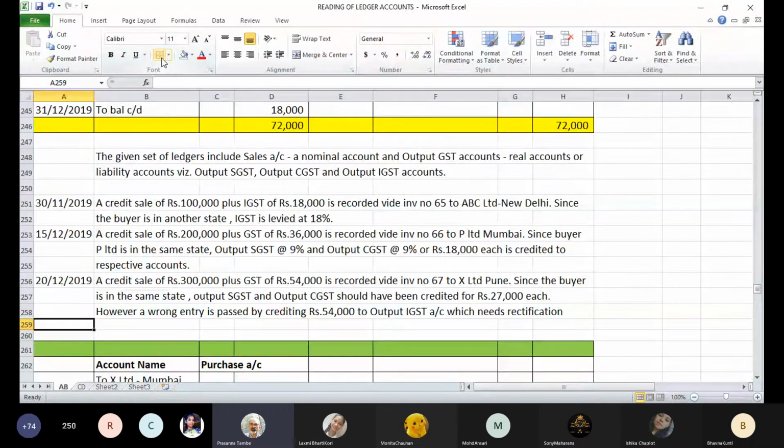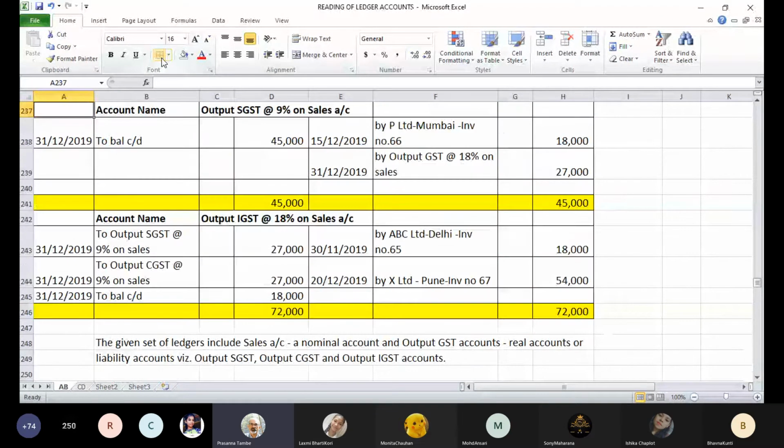The entry is passed by mistake, and this 54,000 is wrongly credited here, as you can see here. 28th December, X Limited, and 54,000 is the amount credited here for IGST. Actually, it is not IGST, it is CGST and SGST. So a rectification was required, and you can see here eventually a rectification is done. When was it done? On 31st December. Somebody would have realized the error and a rectification has been made. So you can see here the entry for rectification. This is the correction entry.